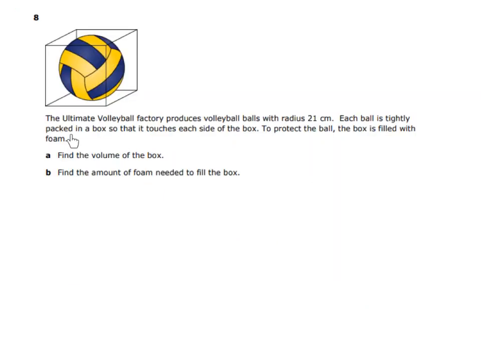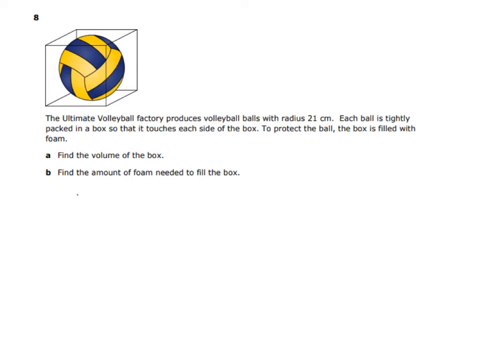Okay, number 8 says the Ultimate Volleyball Factory produces volleyball balls with a radius of 21 centimeters. Each ball is tightly packed in the box so that it touches each side of the box. To protect the ball, the box is filled with foam. So we're going to find the volume of the box.